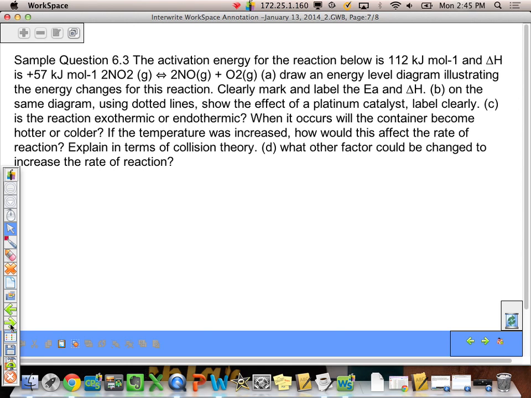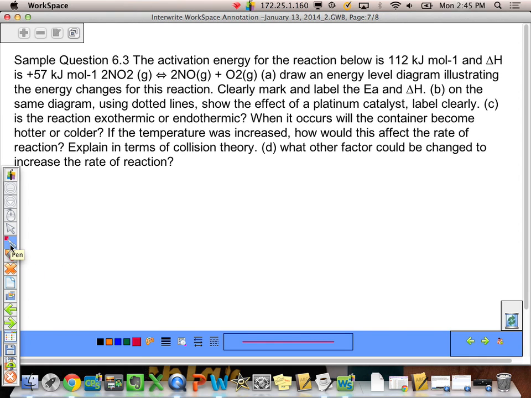And then finally, sample question 6.3 says the activation energy for the reaction below is 112 kilojoules per mole, and the delta H is positive 57 kilojoules per mole. The reaction is 2NO2 in equilibrium with 2NO plus O2. First of all, it asks us to draw an energy level diagram illustrating the energy changes for this reaction.